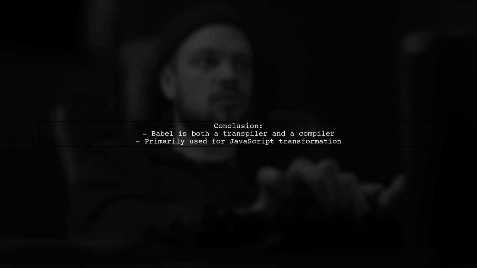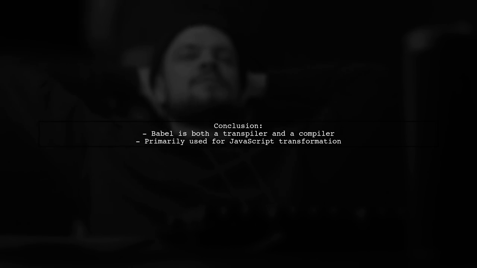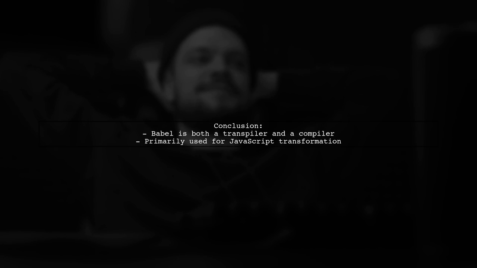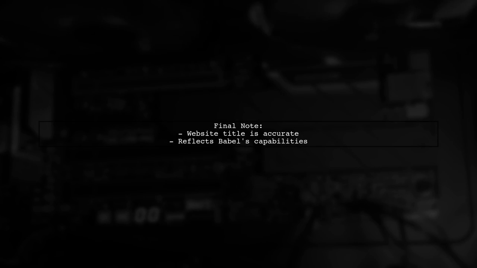In summary, you can think of Babel as both a transpiler and a compiler. It primarily serves as a transpiler for JavaScript, but it also fits the broader definition of a compiler. So the title on Babel's website is not incorrect. It reflects the broader capabilities of Babel while still focusing on its primary function as a transpiler.